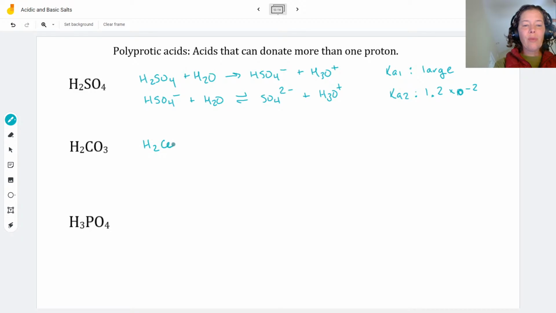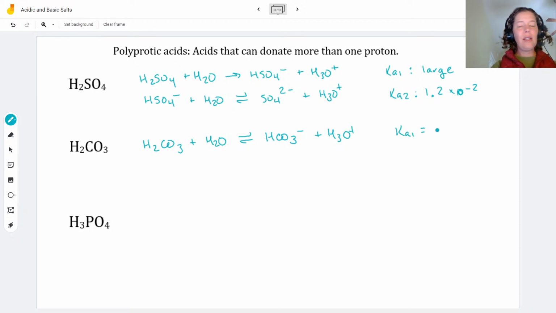So we start with our carbonic acid, and this is going to be in equilibrium, and we just donate 1 proton so that everything is 1-to-1 in our balanced chemical equation. And we do have a value for Ka1. This is 4.3 times 10 to the negative 7. So you can see carbonic acid, even in the first step, is not very strong. This is a pretty weak acid. However, it still does act as an acid because it's going to donate a proton.